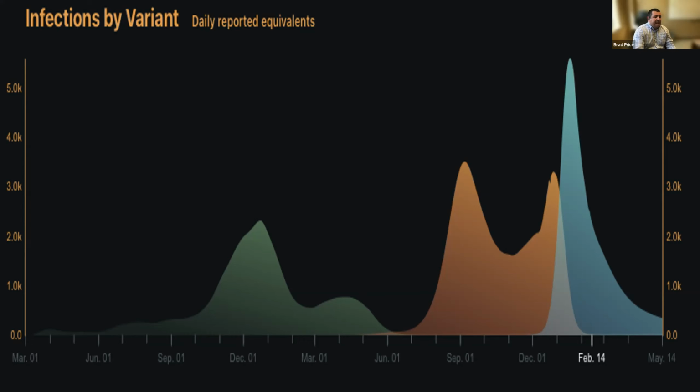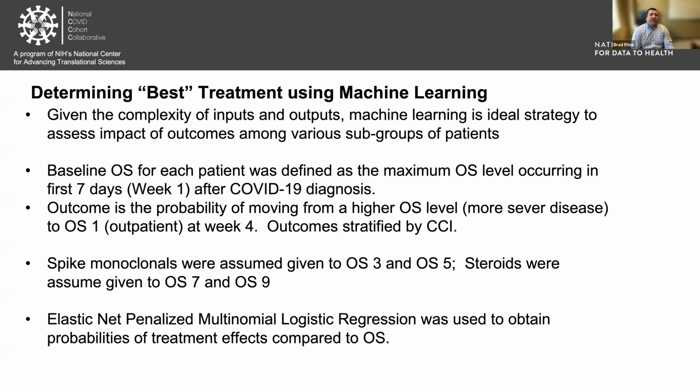So as we come through this and as we start looking at the bigger picture here, let me walk you through how we decided to determine the best treatment, all right? Given the complexity of inputs and outputs, machine learning is what we're going to call the quote unquote ideal strategy to assess impact of outcomes among various subgroups of patients. We talked about how we're defining the baseline and the stratification. What we're going to define as the outcome is the probability of moving from a higher OS level or a more severe disease, I apologize about the misspelling, to OS1 or the outpatient at week 4.